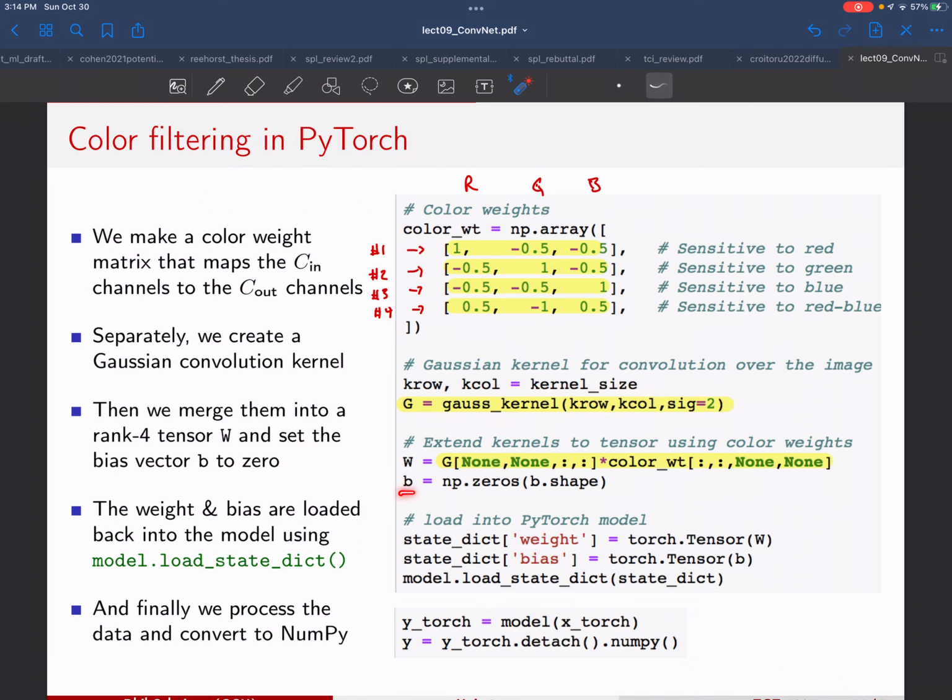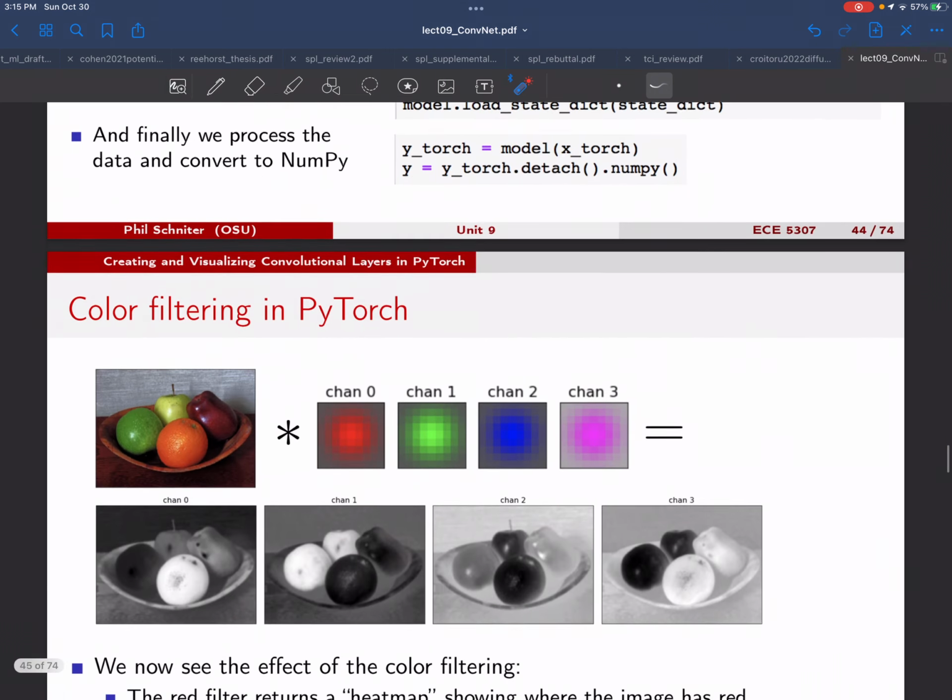For the bias vector, we just set that to zeros. We don't want it to do anything. Now that we have these weights and biases, which are in NumPy, we convert them to torch tensors. We overwrite the state dictionary elements, and then we load the state dictionary back into the model. Now that the model's all set up, processing the data is pretty trivial. You just do model applied to xtorch, our original color image, to get ytorch. And then finally we have to detach it to NumPy in order to plot it.